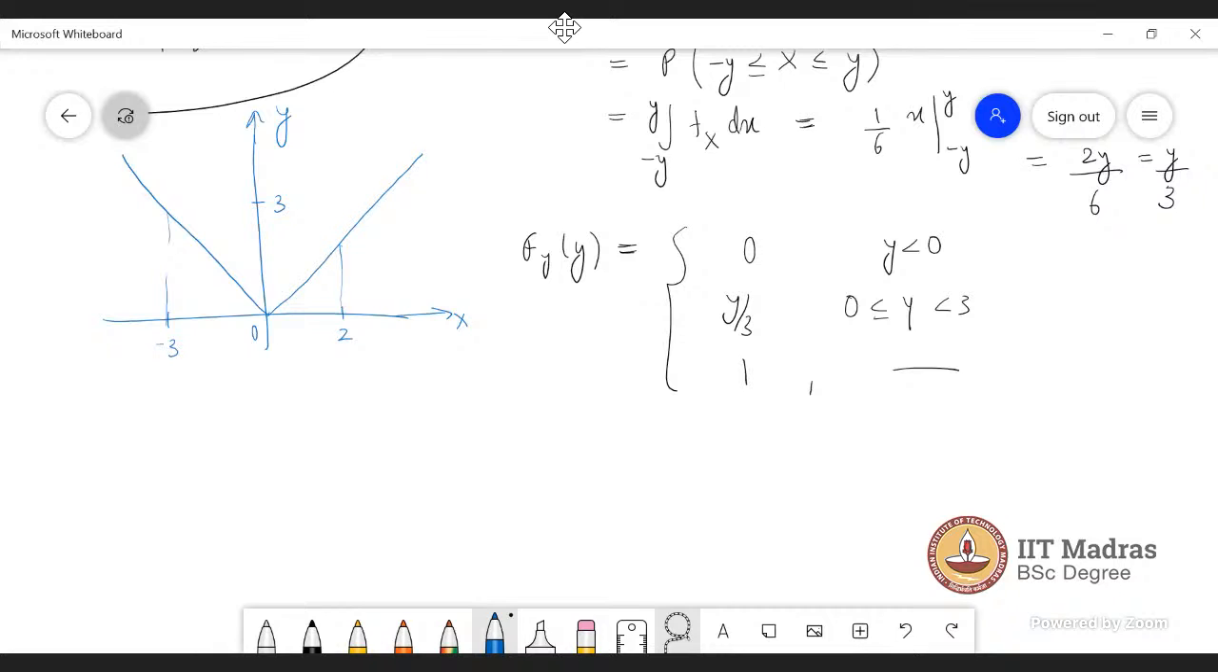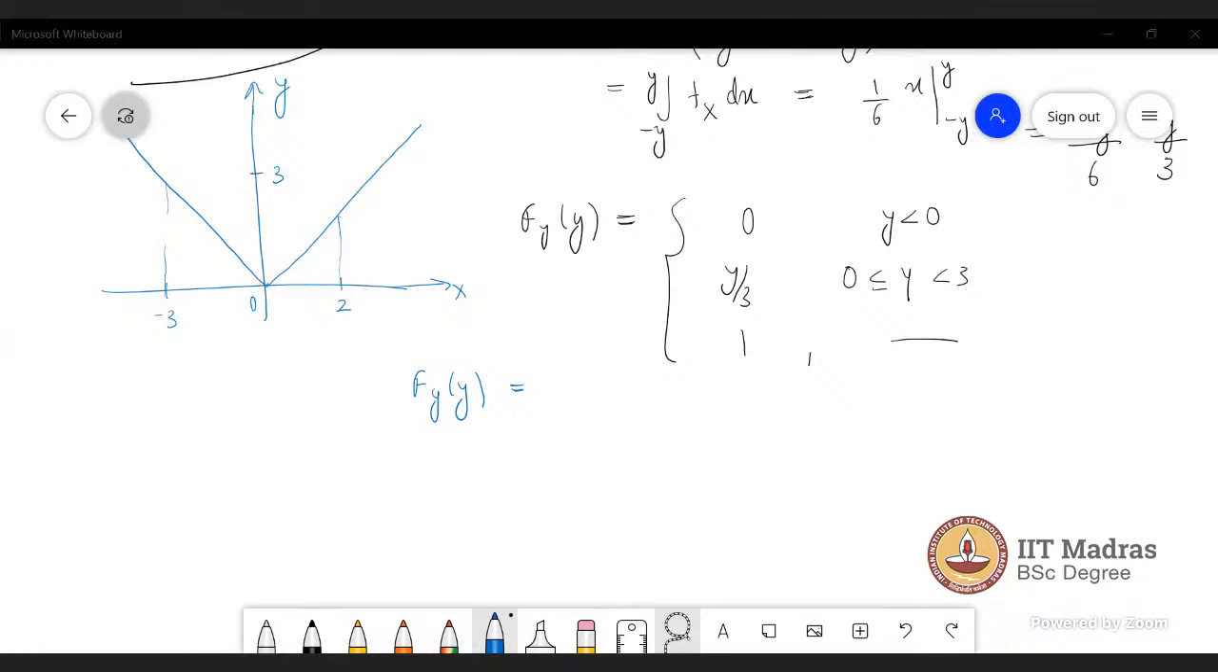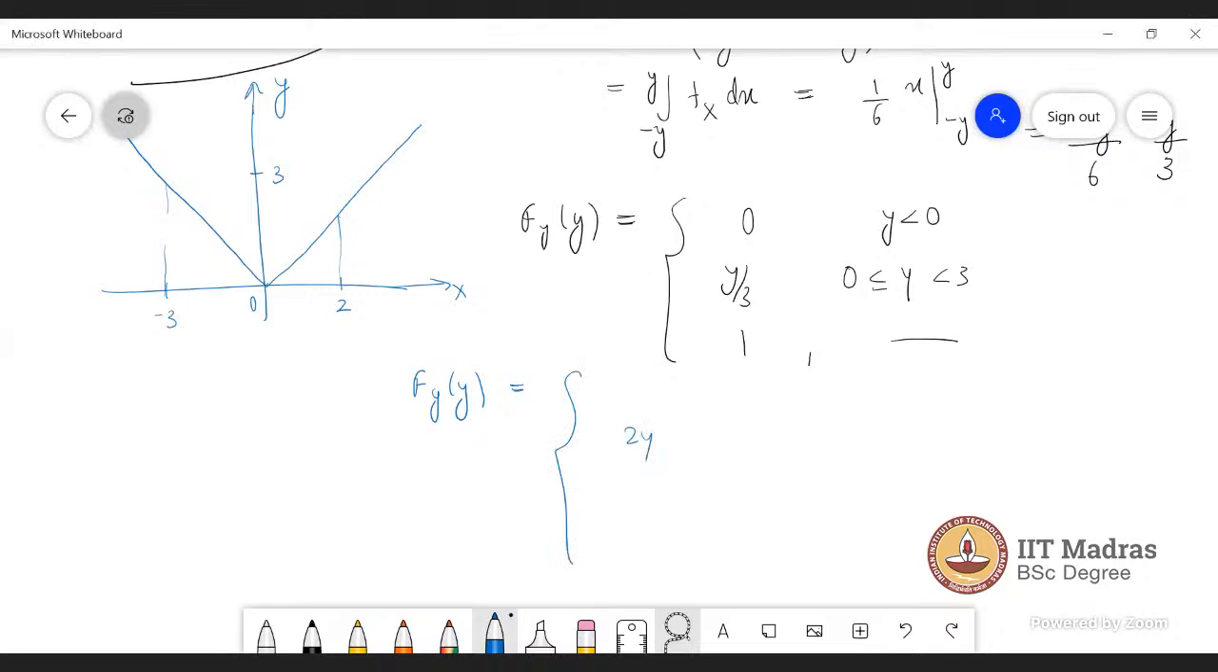Okay, then if you have to find the PDF, then what will you do? How do you find PDF? What is the relation between PDF and CDF? We can differentiate. So whatever CDF you have obtained, you just differentiate it. So let's say in this problem, what is the answer? So okay, so this is 2y by 5. So you will get 2y by 5.